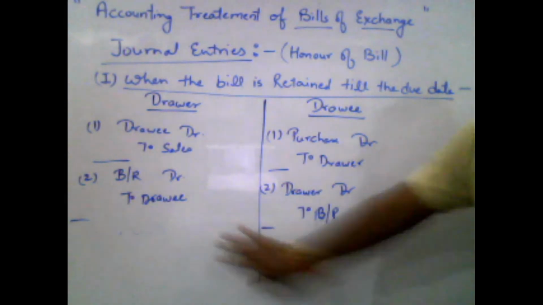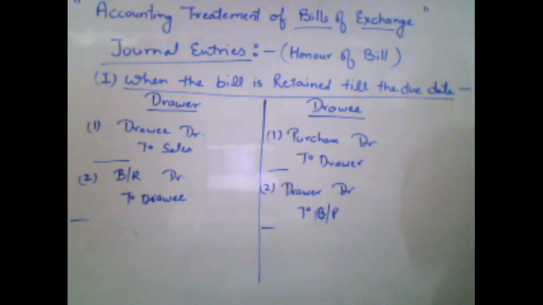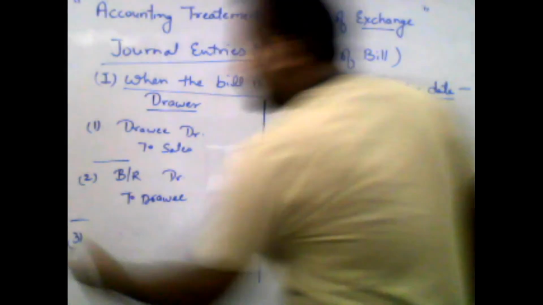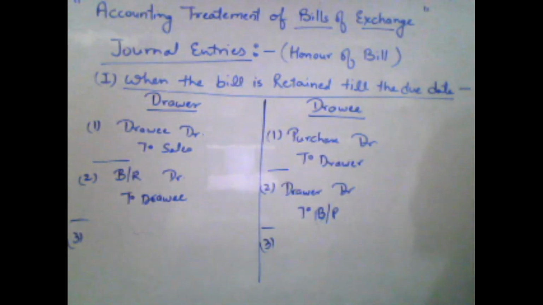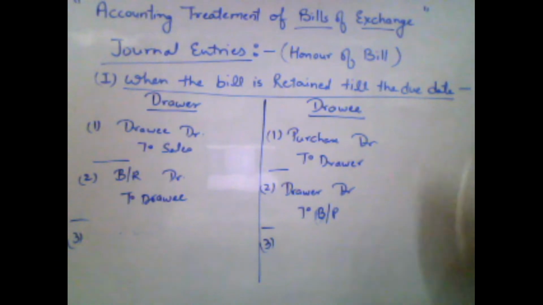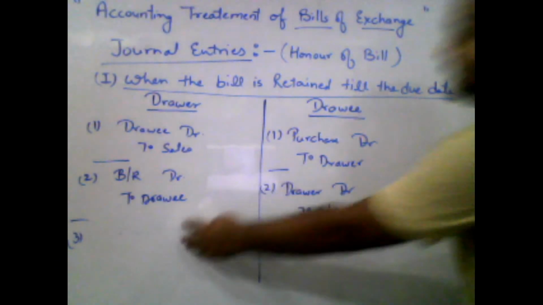To the drawer. किस डेट पे पेमेंट करता है? ऑन द मैच्योरिटी डेट. एंड व्हाट इज मैच्योरिटी डेट? ये हम लोगों ने डिस्कस किया है. What is the formula of maturity date? You know very well. The bill's date plus duration plus 3 days of grace. So at the time of maturity, drawee paid the amount of the bill to the drawer.